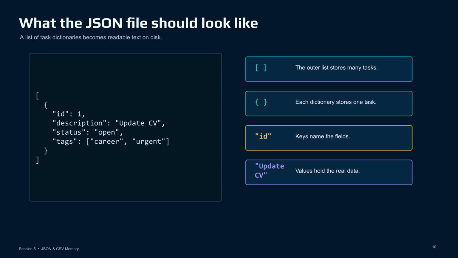This is what your JSON file will look like. The outer brackets represent the list, the curly braces define each dictionary task, and the keys and values store your specific data. It's a clean, standard way to save your information.